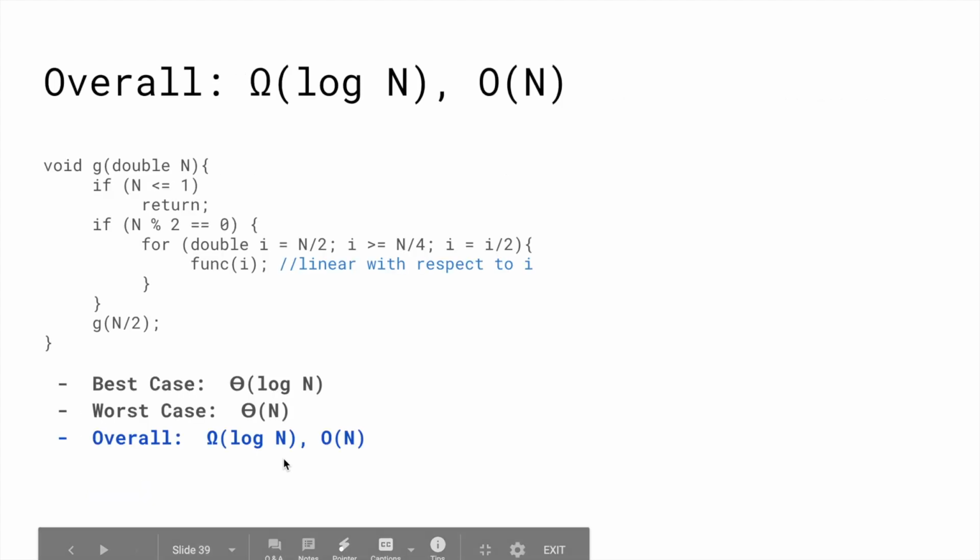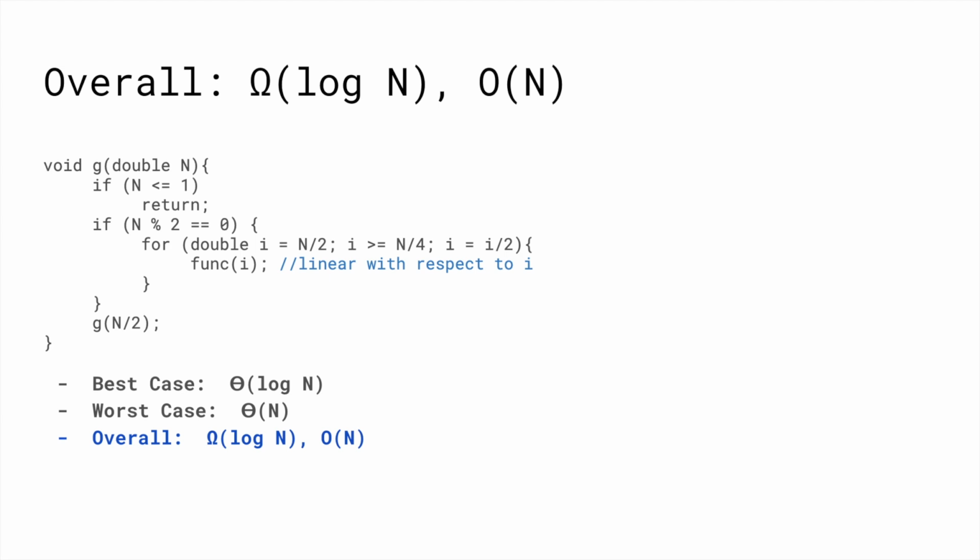That tells us overall we have best case theta of log n, worst case theta of n. And so overall this method is omega of log n and O of n, since we can lower bound it by log of n and upper bound it by n.